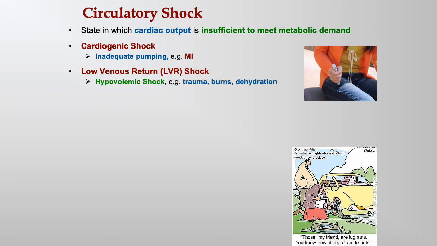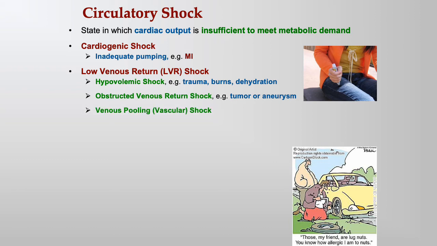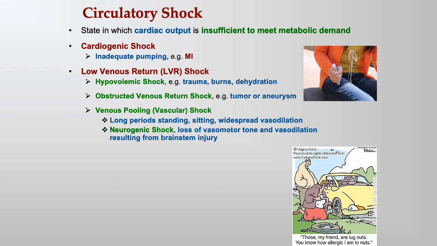Hypovolemic shock: trauma or burns, dehydration, where you don't have enough water or you're losing water, and you're not able to maintain sufficient blood pressure. Obstructed venous return shock: tumors or aneurysms. A tumor may block blood flow; with aneurysms, blood will leak. Venous pooling, vascular shock, like sitting down for extended periods of time. That's like on transcontinental flights, where they normally suggest that you get up and walk around at some point, so your blood doesn't pool down there.